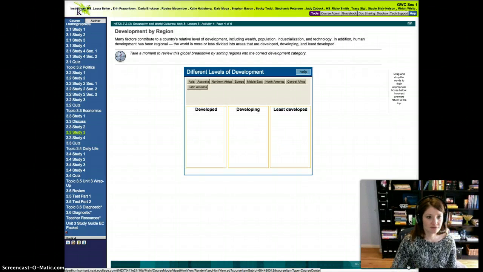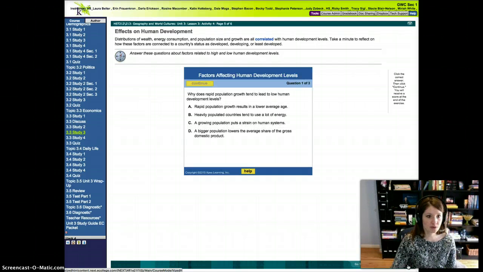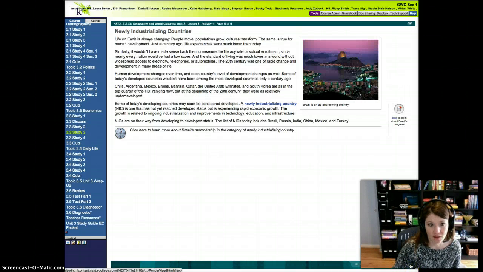Page 4. Development by region. Here is your self-check. And page 5, effects on human development. This is also a self-check, but we will go over this vocabulary right here. Distributions of wealth, energy consumption, and population size and growth are all correlated with human development traits, meaning two or more measurements share a connection and vary together. Take a minute to reflect on how these factors are connected to a country's status as developed, developing, or least developed.